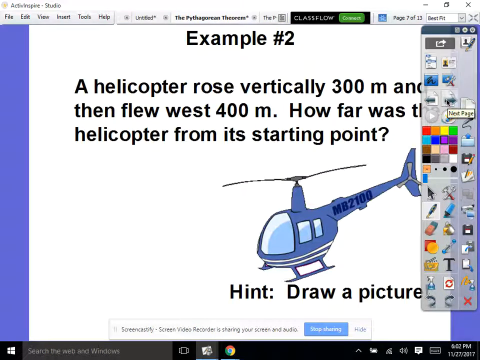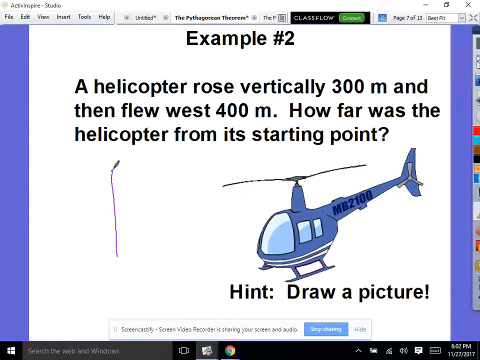A helicopter rose vertically 300 meters and then flew west 400 meters. How far was the helicopter from its starting point? And you can see I've given you a hint. Draw a picture. Never discount the advantage that drawing a picture will give you. So we rose vertically 300. And then we flew west 400. And we want to know where we are from our starting point.